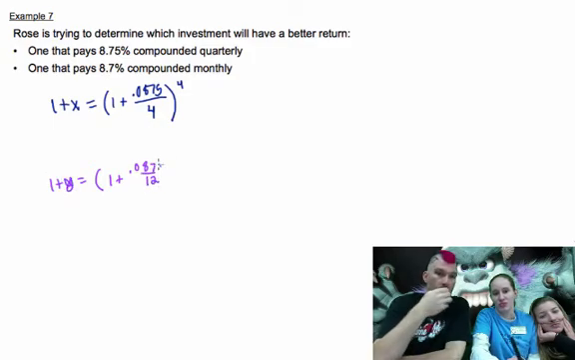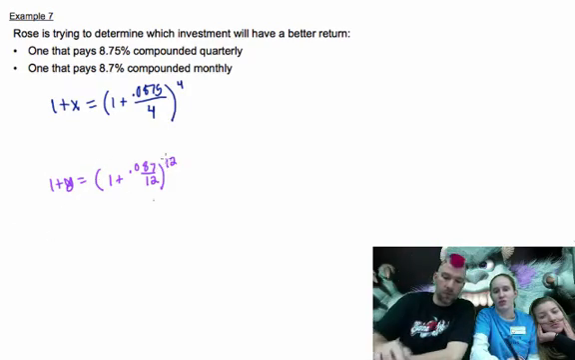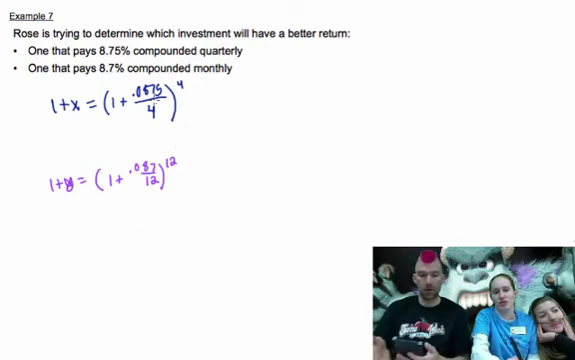Over monthly, 12, which will be 12. Yes, that'll be 12 up there. So we figure out what these are, and we're trying to figure out which one will give us a bigger number. Right, so we're just going to punch all this in, and remember to subtract the 1 on both.